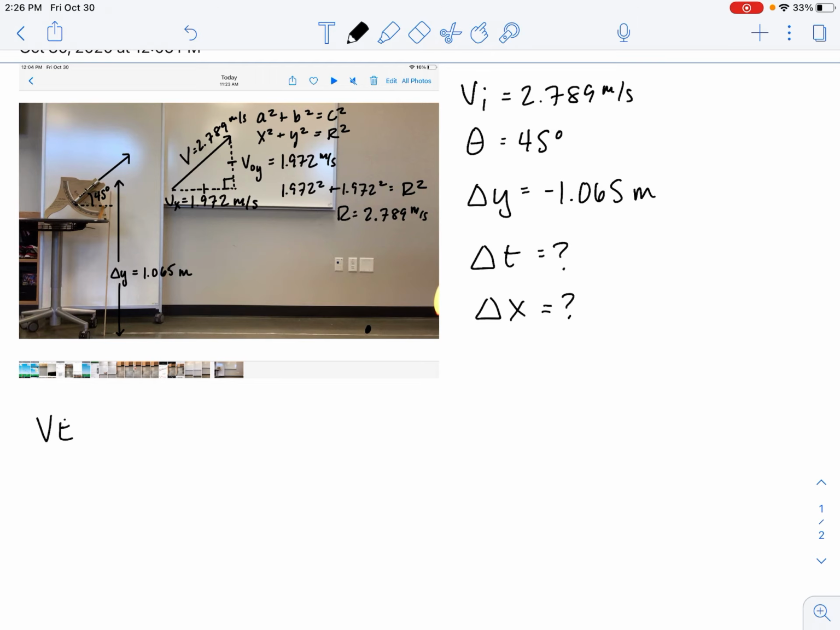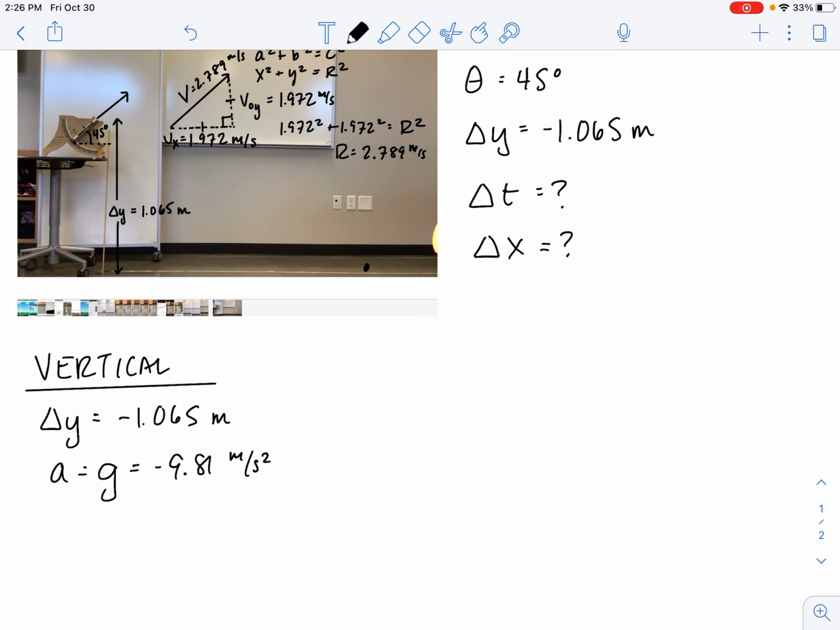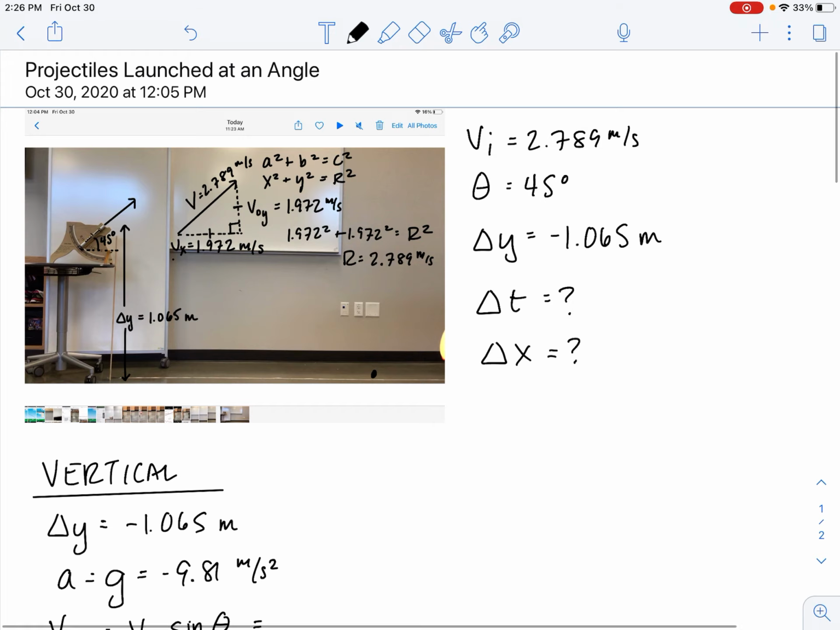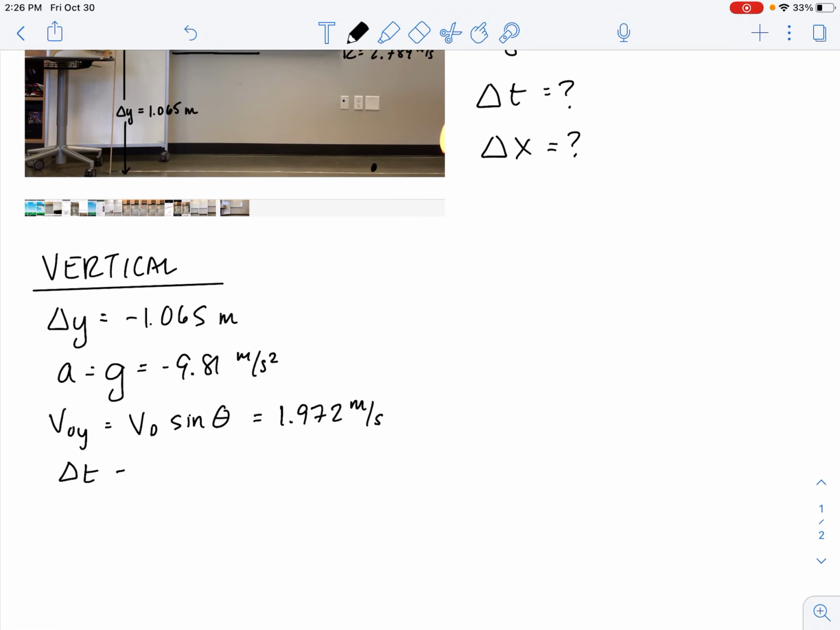Okay, so I want to split up my information and think about vertical and horizontal information, and I'm going to start with vertical. I've got the vertical displacement, y equals negative 1.065 meters. I know the acceleration in the vertical direction, g, is negative 9.81 meters per second squared. I know that the initial velocity in the y direction is equal to the initial velocity times the sine of the angle. And I kind of did this backwards, I guess. I have the initial velocity in the y direction here, 1.972 meters per second. And I would like to know delta t.